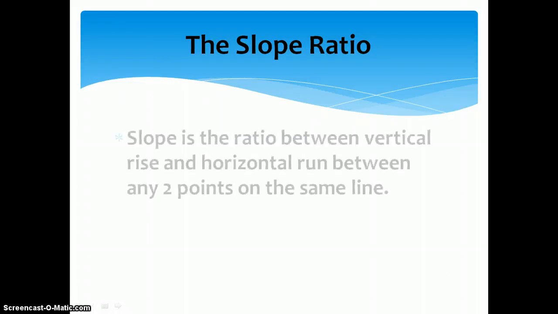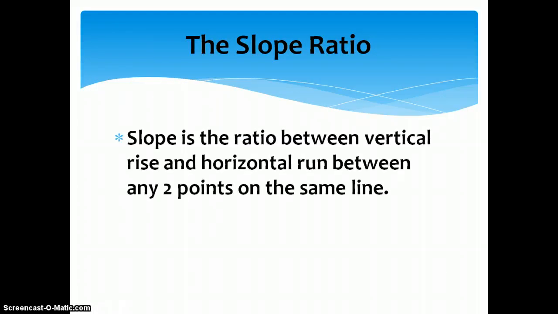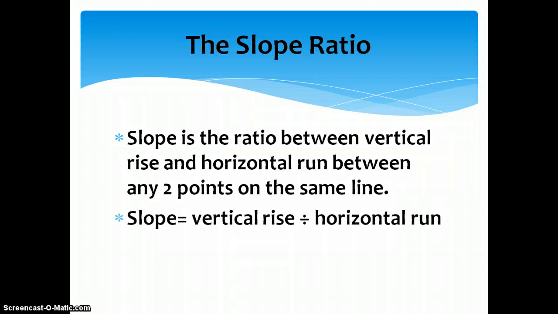So, the definition of slope. Make sure to write this down somewhere so you will remember it. Slope is the ratio, meaning the two numbers that are proportional to one another like in a fraction, between vertical and horizontal run between any 2 points on the same line. The equation we use for slope is vertical rise over, or divided by, horizontal run.